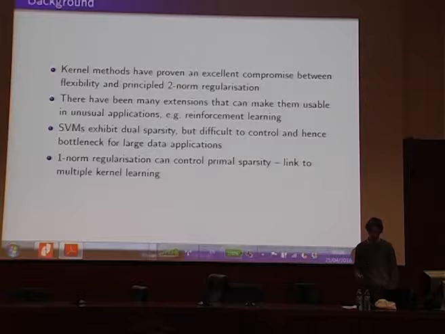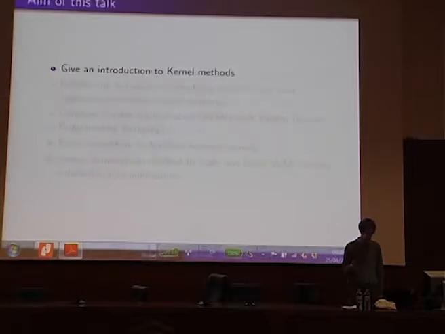One norm regularization, on the other hand, controls primal sparsity. So that is really the number of features. If you have an explicit set of features and you want to restrict the number of those features that are involved in defining your solution, then you can use what's known as a one norm regularization. And that, again, we'll talk about in the talk. And I'll mention the link to multiple kernel learning.